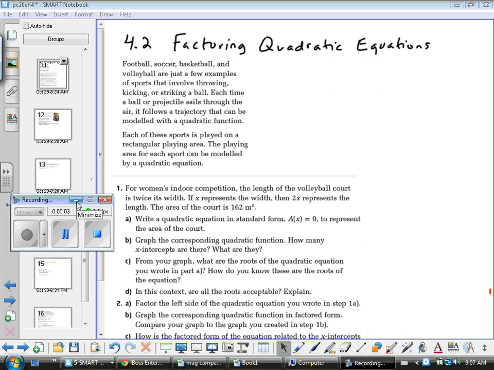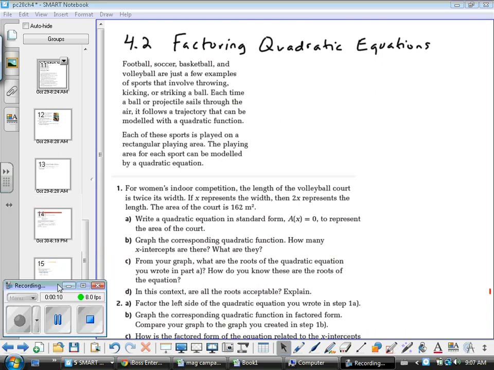Okay, 4.2 is on factoring quadratic equations, and I think this is a better way to find the solutions of a quadratic equation, or to find the roots of a quadratic function, than graphing. Factoring you learned about in Foundations and Pre-Calculus 10, so this is going to be kind of a review of that.